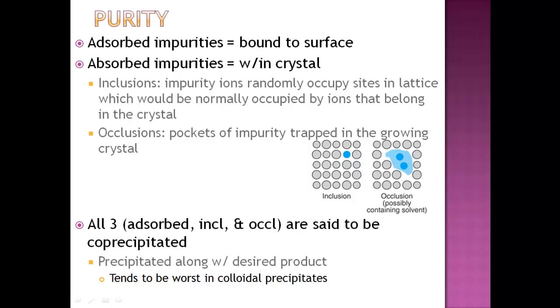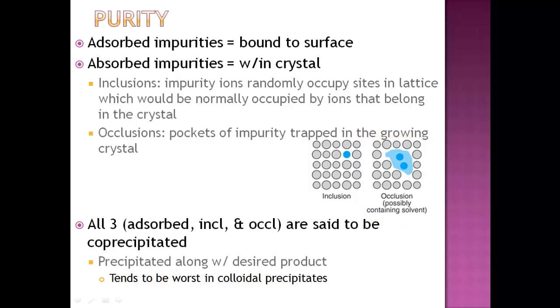There are inclusions and occlusions, I don't know how you pronounce that. Inclusions are impurities that are randomly occupying sites in the lattice, which basically could be occupied by ions that are supposed to be in that crystal. An example of that is this picture on the left. An occlusion is pockets of impurity trapped inside the crystal, and as you can see there, possibly they might contain some solvent or something.